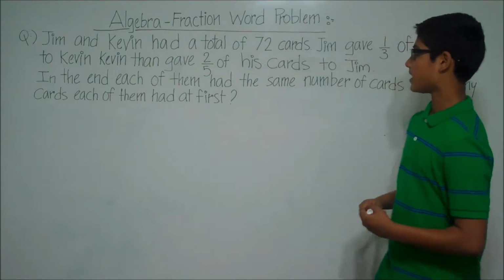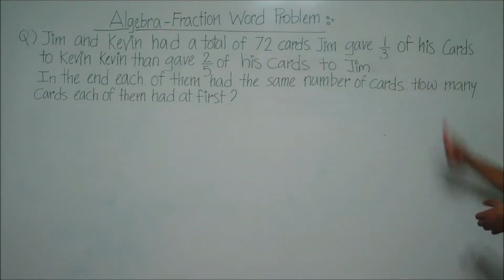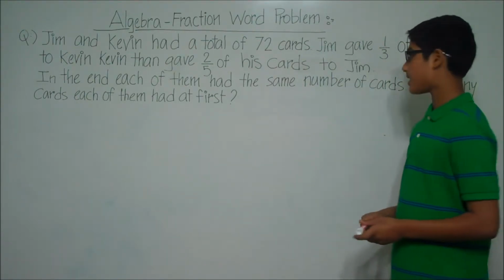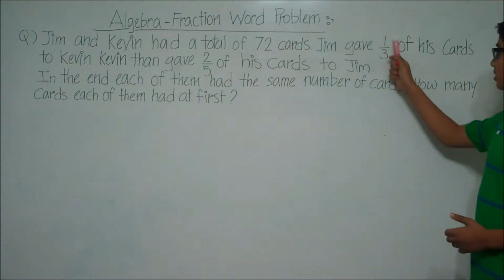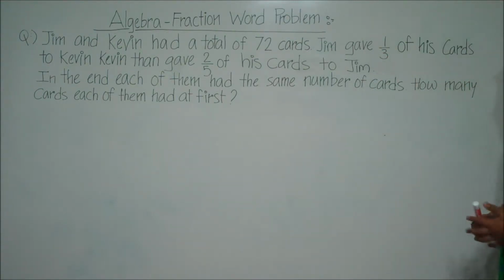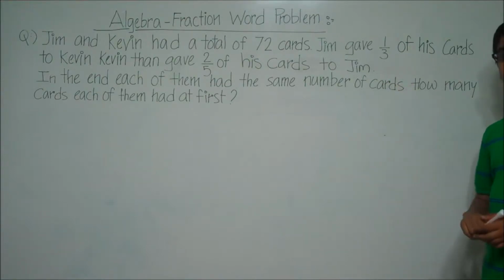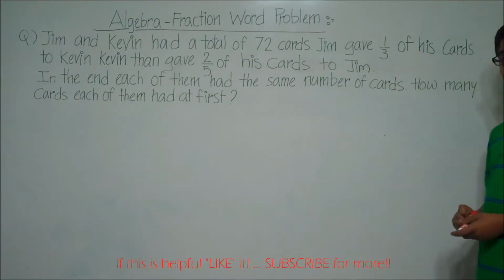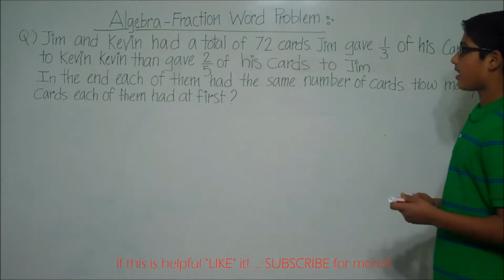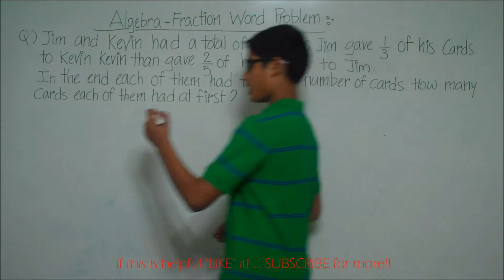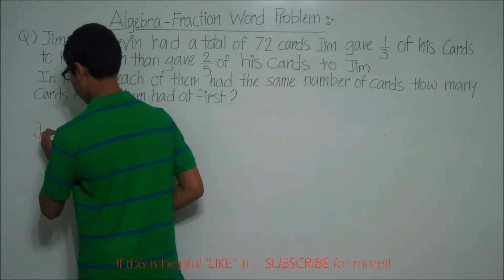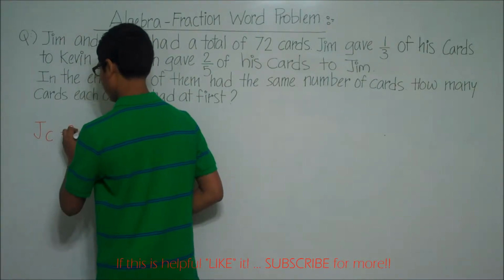Now the problem states that Jim gave 1/3 of his cards to Kevin. We can see that there is a fraction in this sentence. The fraction is 1/3. Now we know that in a fraction the denominator, which in our case is 3, is the whole. So this means that Jim originally had 3 units of cards. So Jim's cards, J for Jim, C for cards, is equal to 3 units.